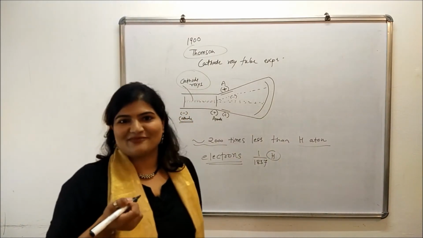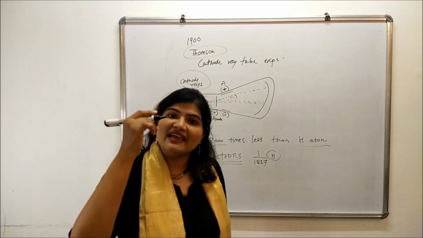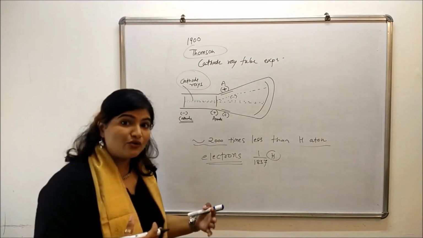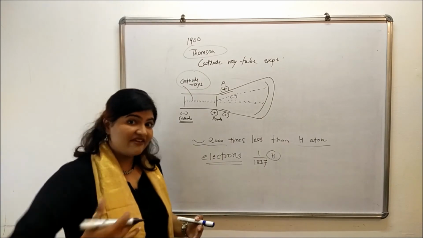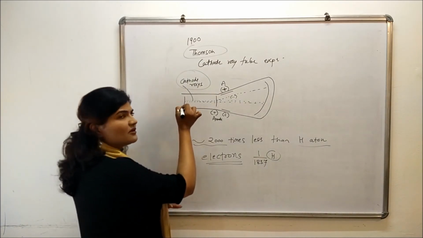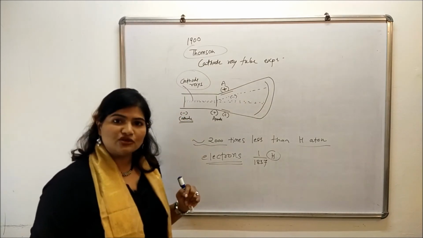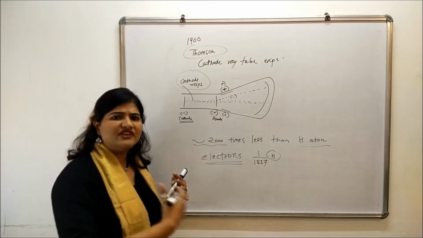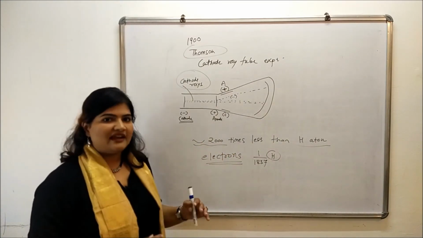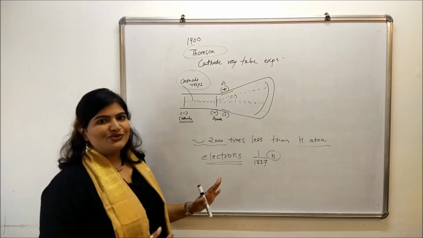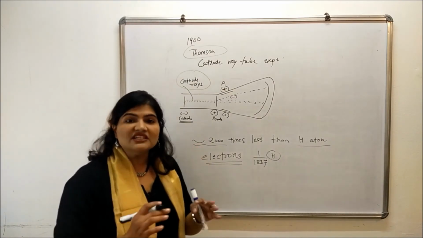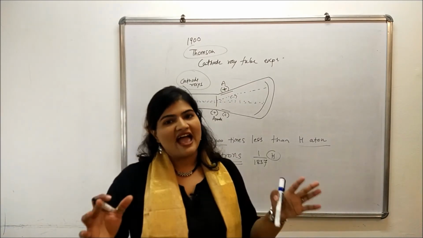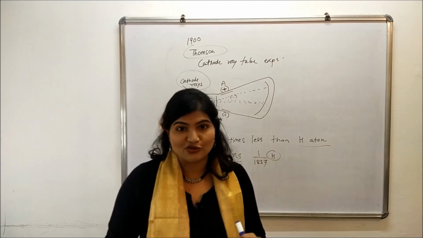So it is so negligible, and they are present in every element. How did he conclude that they are present in every element? He just replaced the material of the electrode. Sometimes he used A element, B element, C element, D element. Every time they were being formed and they had the same mass. So he concluded that negatively charged particles are present inside the atom, and later he named those electrons. So this is how electrons were discovered.